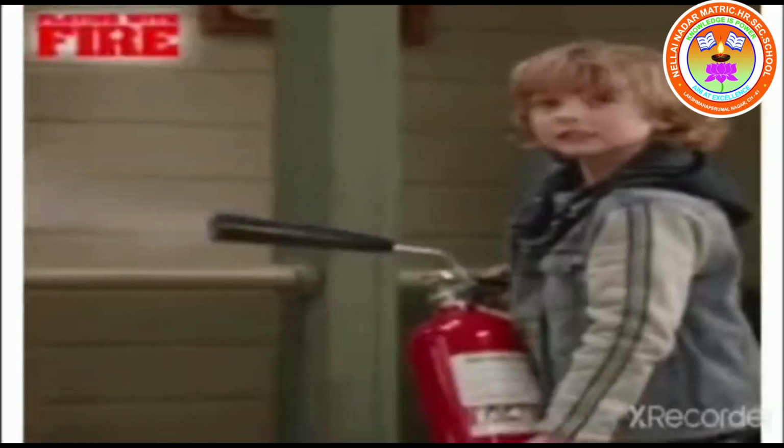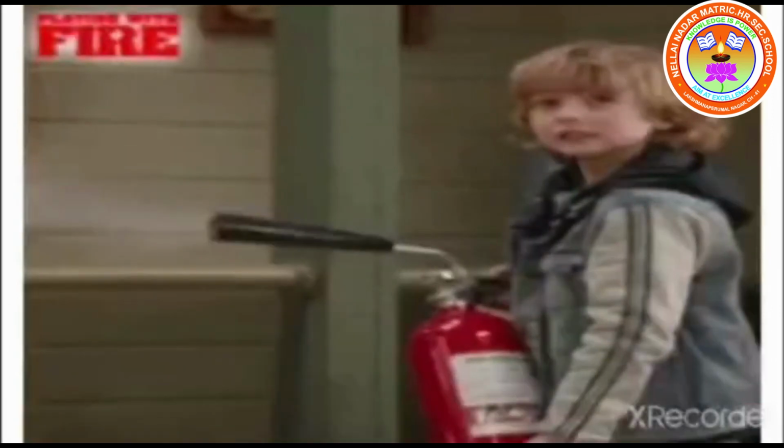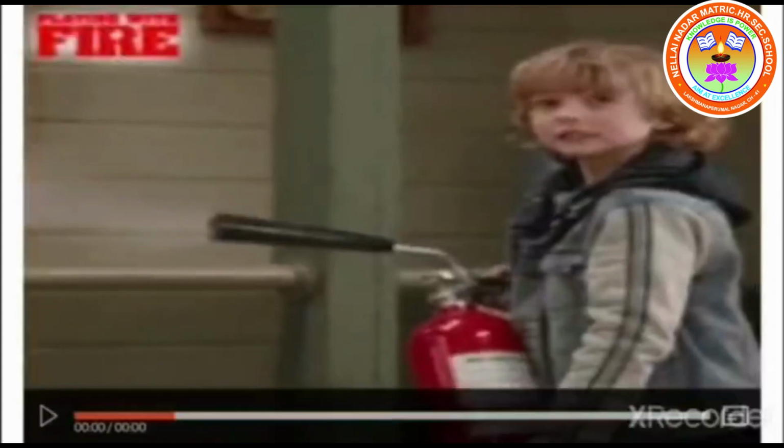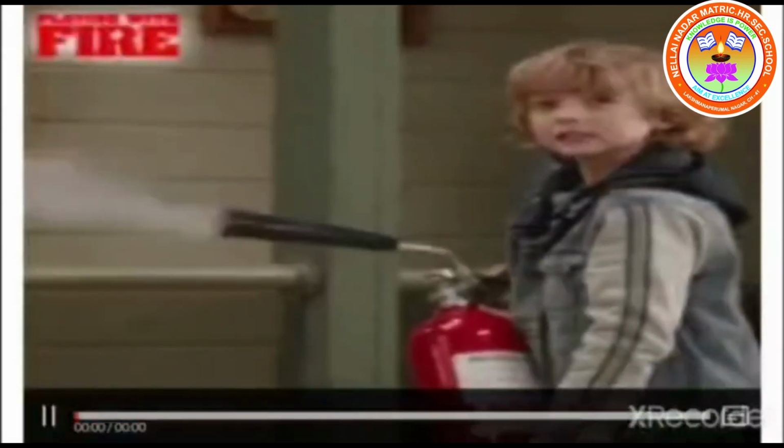When the handle of an extinguisher is compressed, it opens an inner canister of high pressure gas, which forces the extinguishing agent from the main cylinder through a siphon tube and out of the nozzle. A fire extinguisher works much like a can of hairspray.